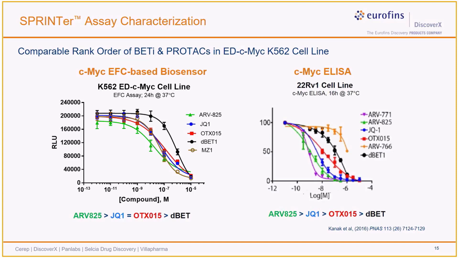Although the rank order is much the same, the potency of these molecules in the two experiments is quite different. This difference is probably due to different cell types being used in these two experiments. Nevertheless, the finding of comparable rank order validates the utility of our EFC-based Sprinter assay platform.